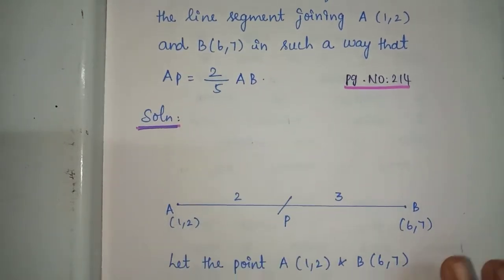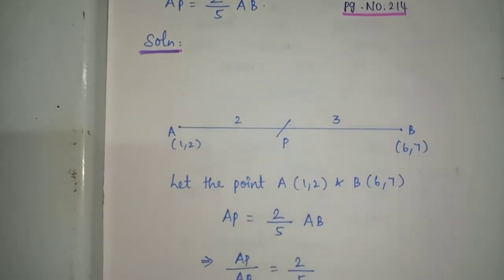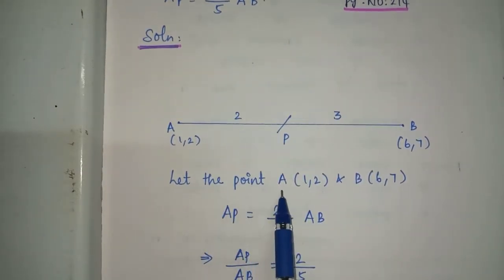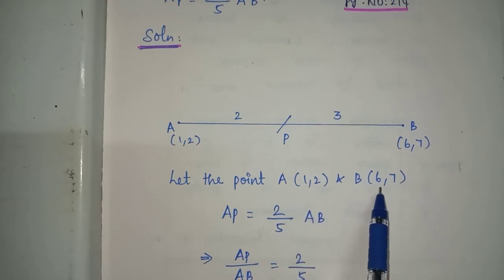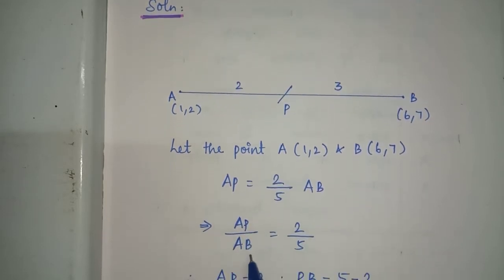So solution: AB is the line segment. A is the point 1, 2 and B is 6, 7. Then P divides the line in the ratio 2:3. Let the point A of 1, 2 and B of 6, 7. So AP is equal to 2 by 5 times of AB is given in the question. So AP by AB is equal to 2 by 5.